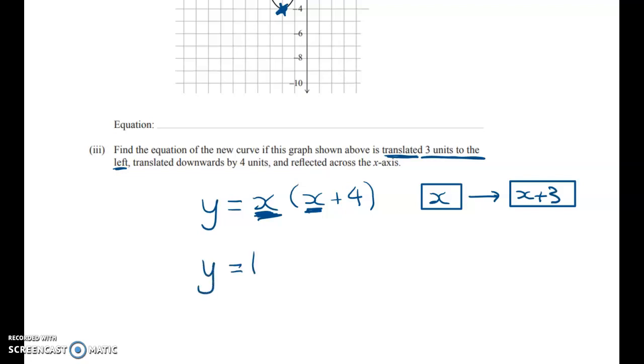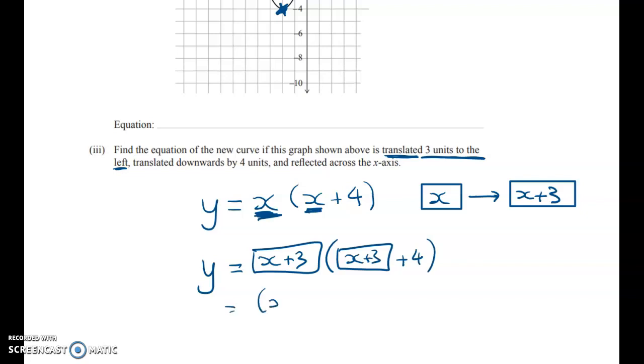So instead of having x, we're going to put a little box, and we're going to have x plus 3 times a little box with x plus 3 plus 4. This looks silly, but it's going to work. So we get x plus 3 times x plus 7. So that's the first part of that done.